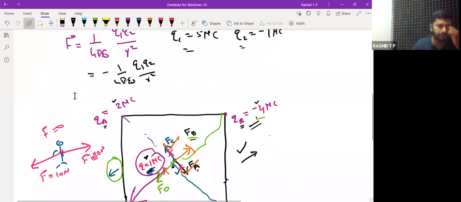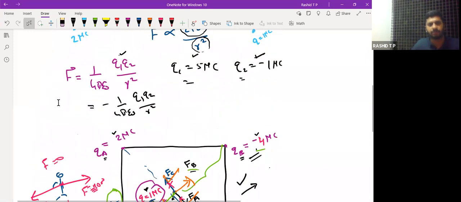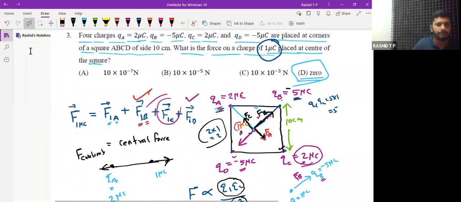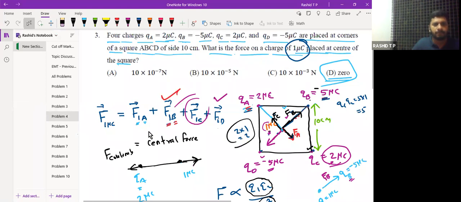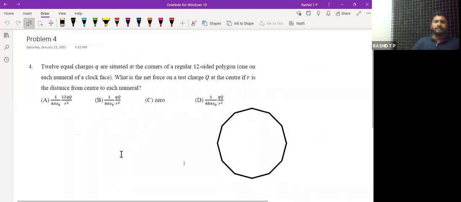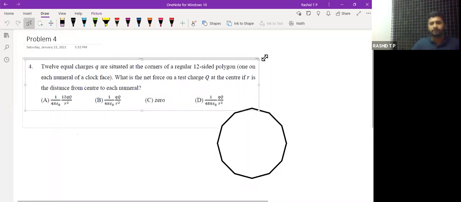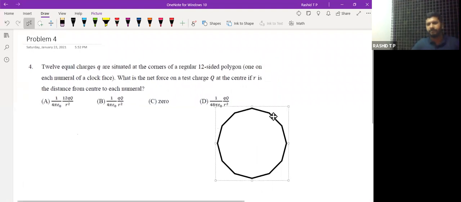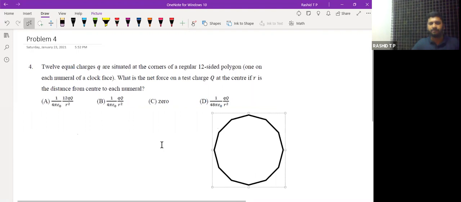Okay, don't worry. We have slightly different questions based on Coulomb's force. The fourth problem. See, this is quite an interesting question, because in several competitive examinations, you might have seen this type of question.